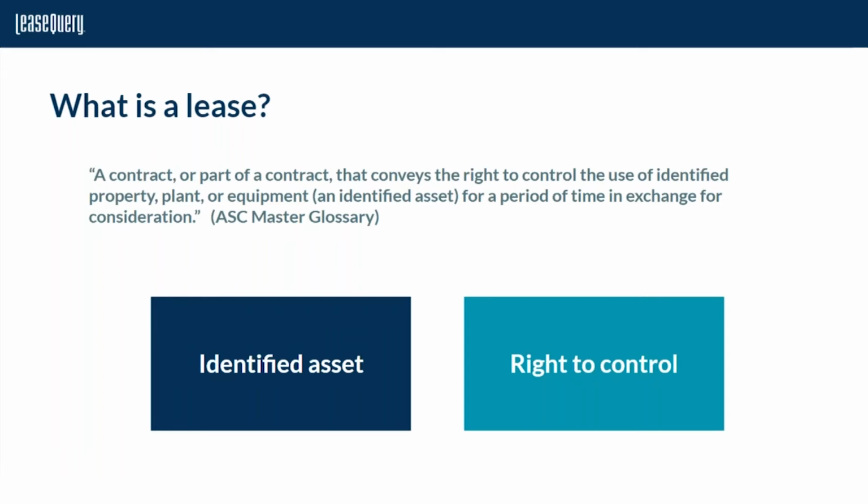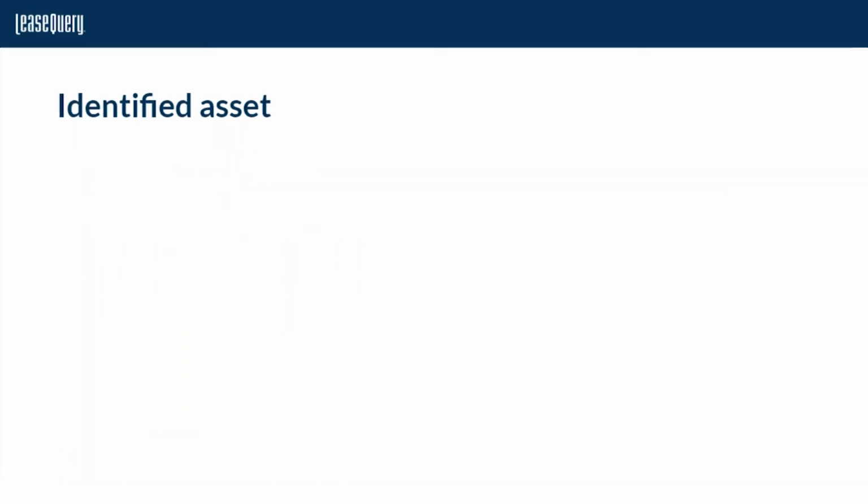Let's use a delivery truck as an example. If the agreement is for the supplier to provide a delivery truck, but the supplier is able to use any of the trucks in their fleet at their discretion, they have a right to substitute. One other point to note regarding identified assets in a lease, the asset can be identified either explicitly or implicitly.